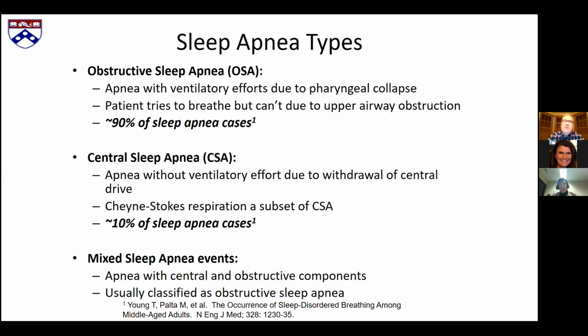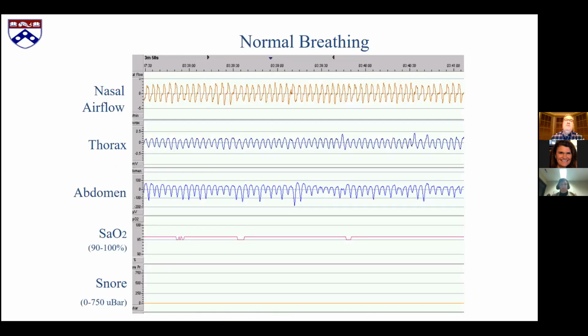And then there's central sleep apnea. And this is apnea without any ventilatory effort and really is a central process, a neurological process. Cheyne-Stokes respiration, that pattern of kind of rapid breathing and then pauses, that's a subset of our central sleep apnea patients. And it's not as common, maybe about 10% of all patients have central sleep apnea. And then, of course, like everything in medicine, there has to be some that are in the gray area. And so there are mixed sleep apnea events.